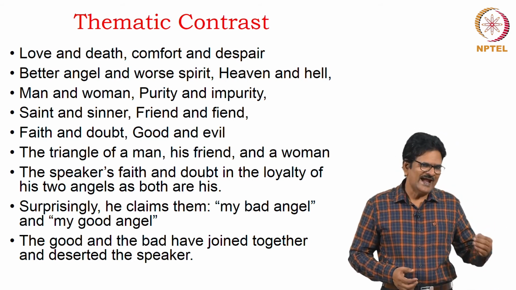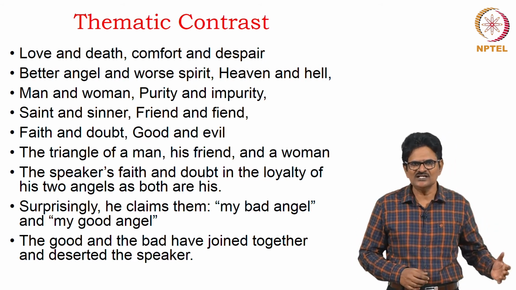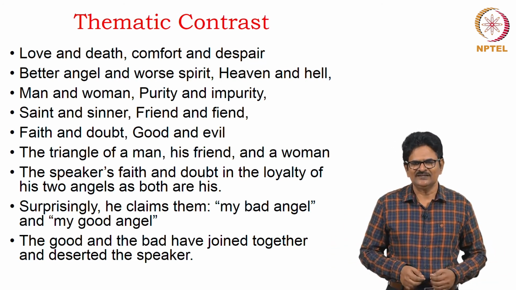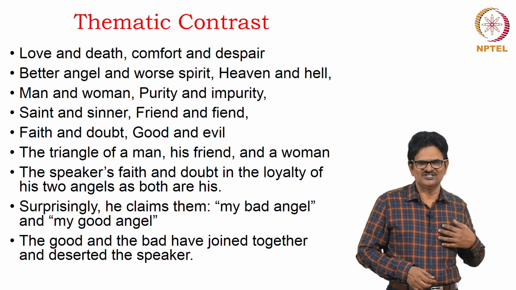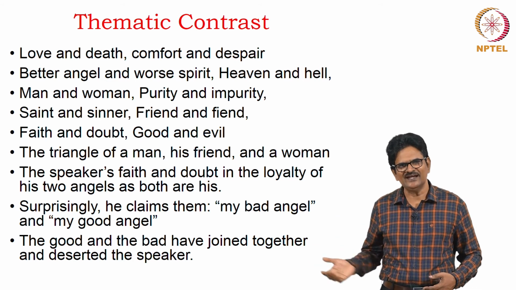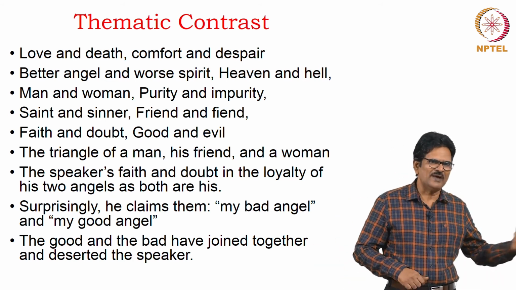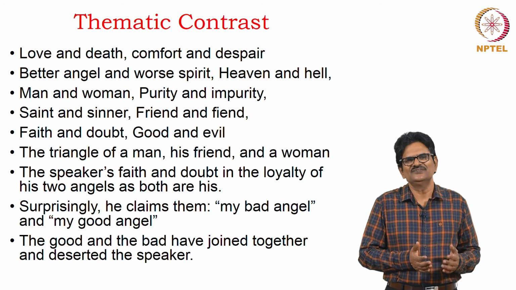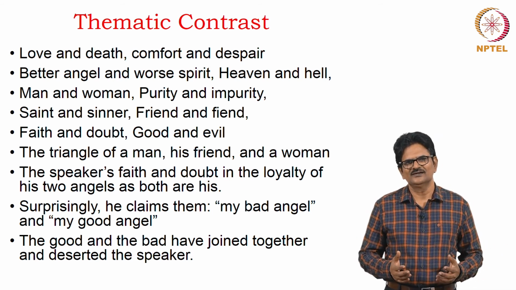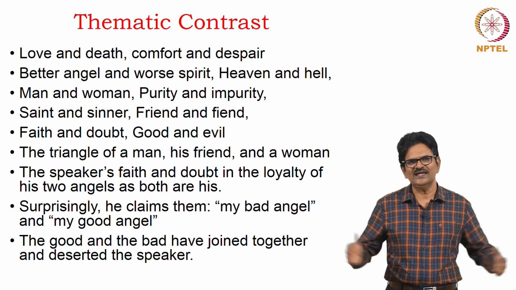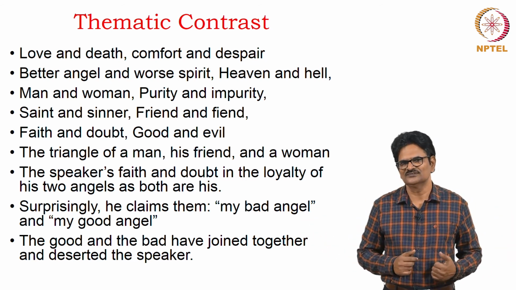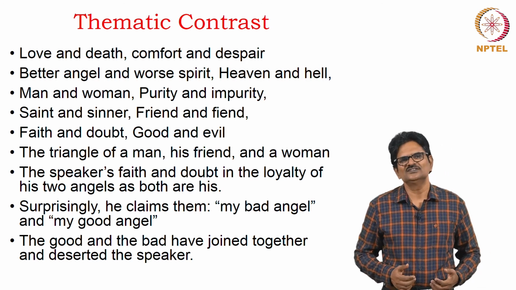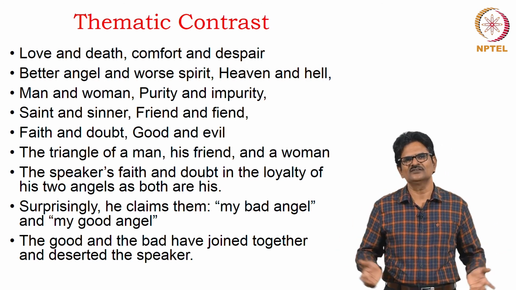The speaker has both faith and doubt in the loyalty of his two angels, but both these angels are his angels. Surprisingly, he claims them as my bad angel, my good angel. Even when the angel is bad, he says my bad angel. The good and bad angels have come together. As a result, the speaker feels left out, and that is where he finds himself desperate. They have come together, leaving me alone. What will I do? Who will respect me, recognize me? Why did they do this to me? That is how Shakespeare, the poet, feels about the triangular situation.